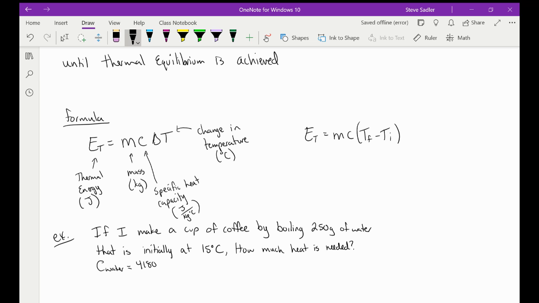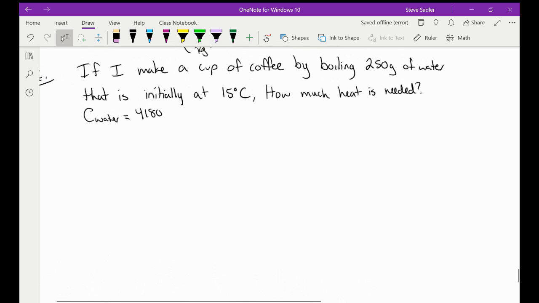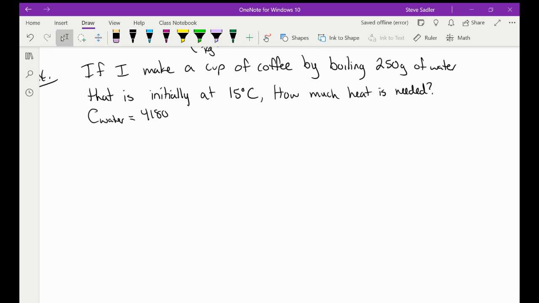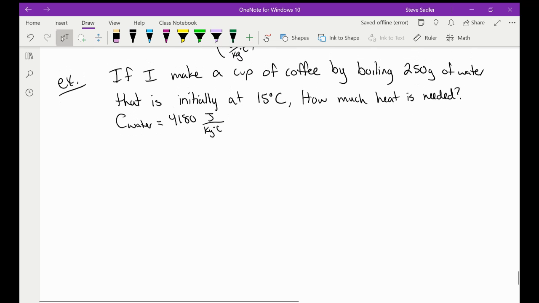Let's dive in and use this in a couple of questions. If I make a cup of coffee by boiling 250 grams of water that is initially at 15 degrees Celsius, how much heat is needed? All right, so we need to know a couple of things. The specific heat capacity of water is 4,180 joules per kilogram degrees Celsius. And water boils at what temperature? Water boils at 100 degrees Celsius. You need to know both of those before we go in.